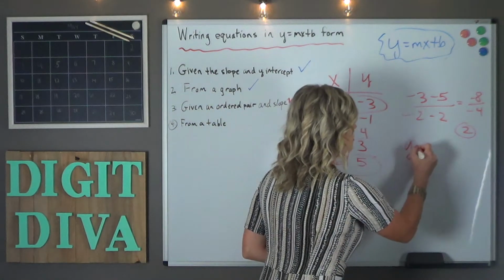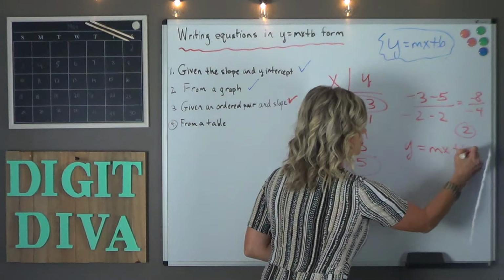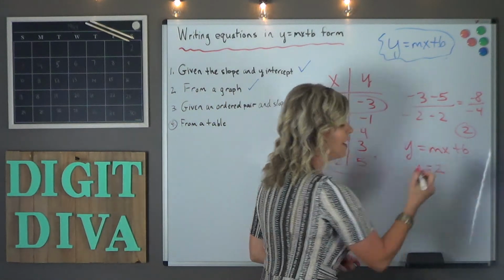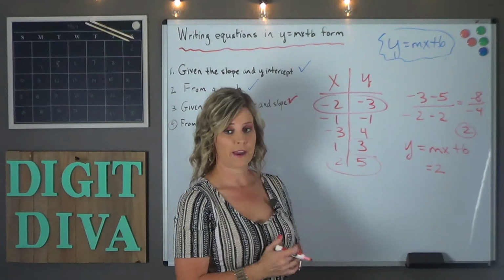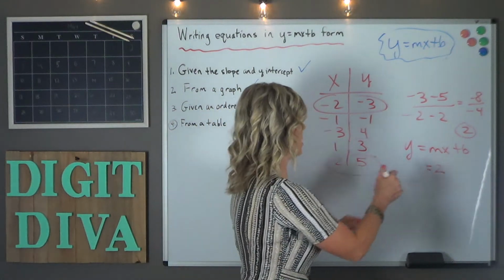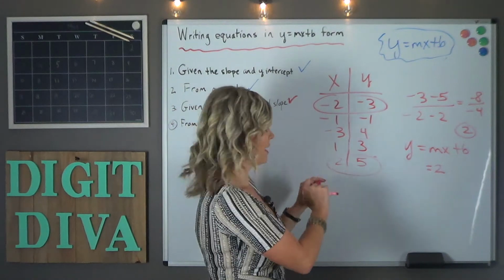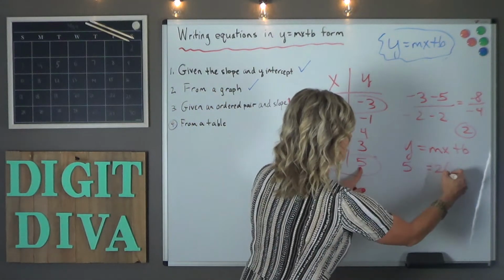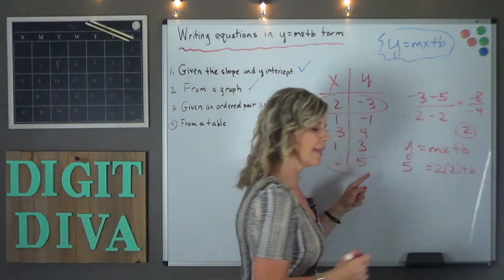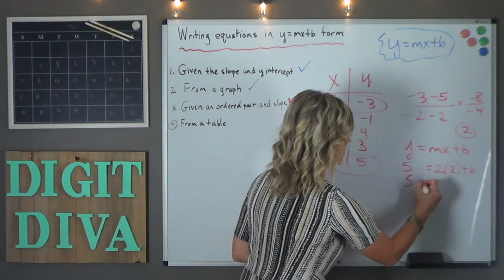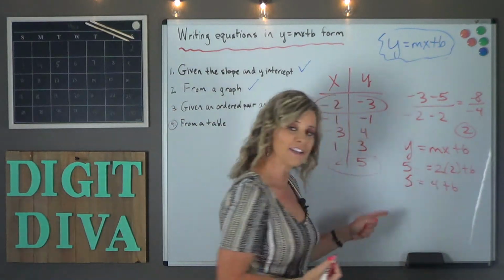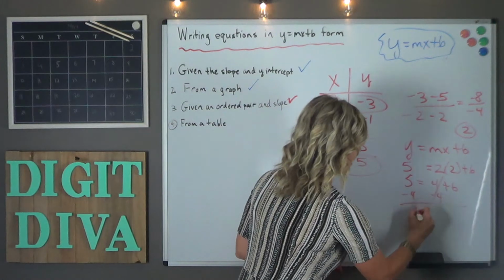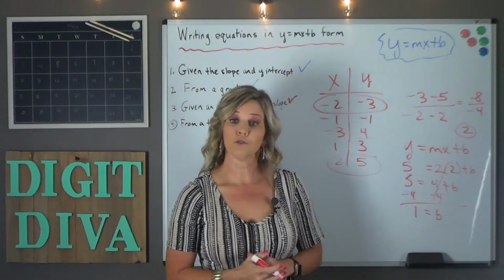So let's write down the y-intercept formula or equation. I know my slope is 2, and I'm going to choose one ordered pair to plug in for my x and y. I'll just choose 2 and 5. So y is 5, x is 2, and I clean up the math. 5 equals 4 plus b. I solve my one-step equation, minus 4, and I'm left with b is equal to 1.